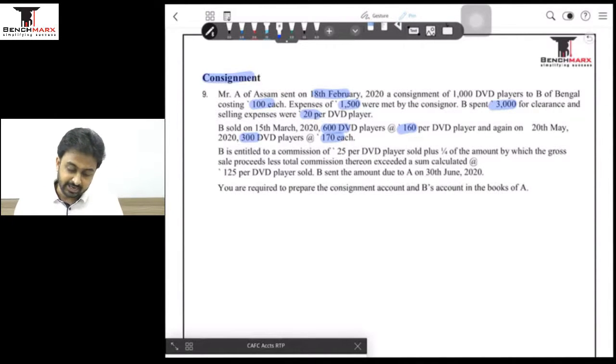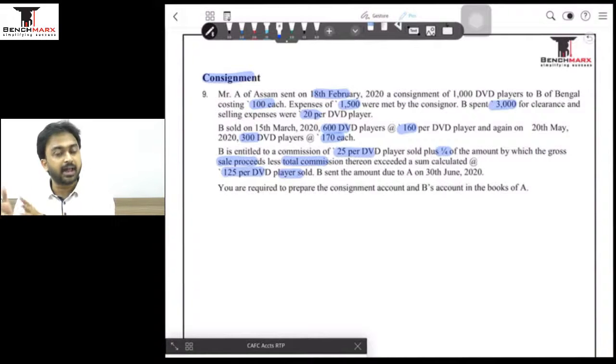B is getting a commission, important, of 25 per DVD player sold. So whatever is the number of DVD players sold, 25 is the flat commission, plus 1/4 of the amount by which the gross sale proceeds, that is 160 into 600 and 170 into 300, less total commission, exceeded a sum of rupees 125 per DVD player sold. So 1/4 is his additional commission.